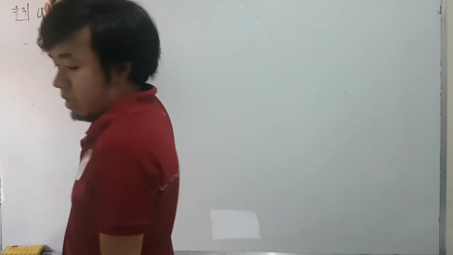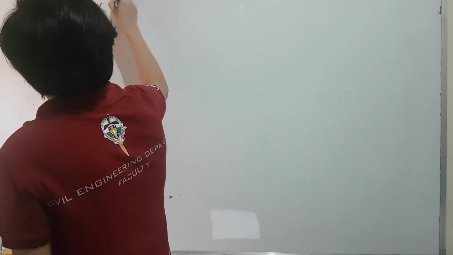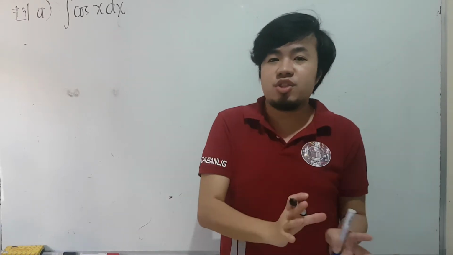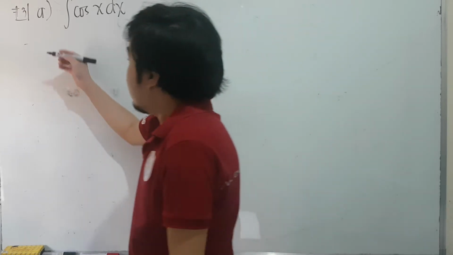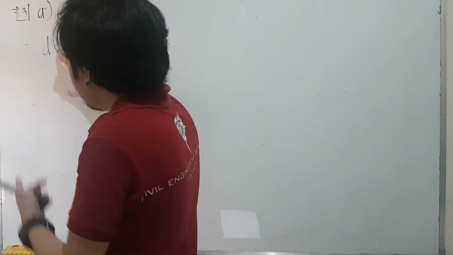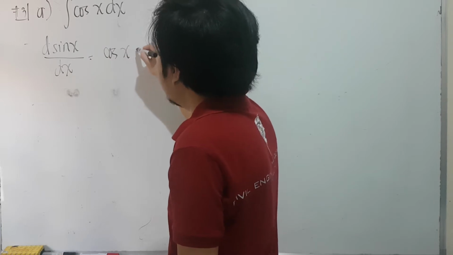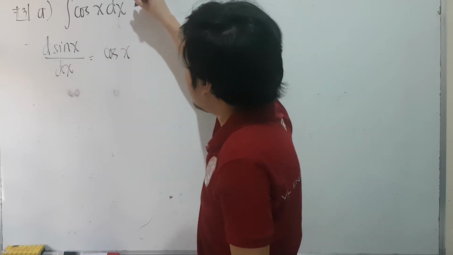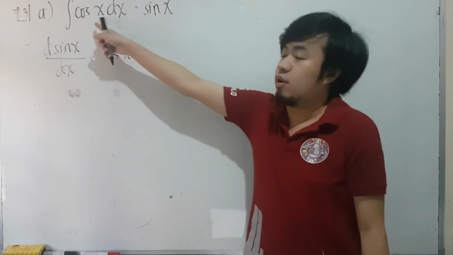We have letter A, the integral of cosine x dx. Now, from our differentiation in differential calculus, what function will give us cosine of x? The derivative of sine x with respect to dx is equivalent to cosine x. Do you agree? So the integral of cosine x dx is equivalent to sine x.